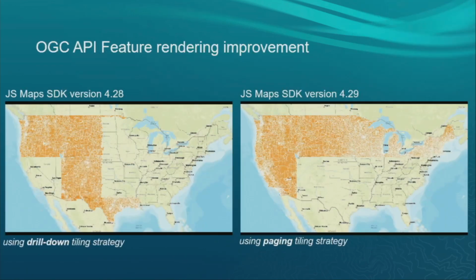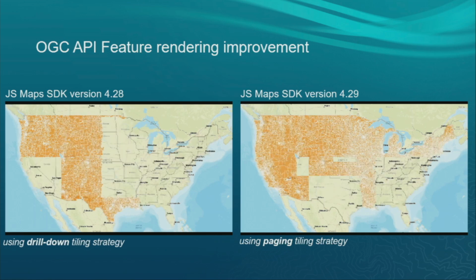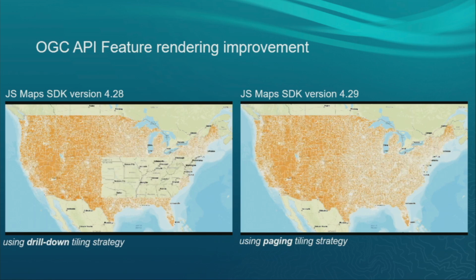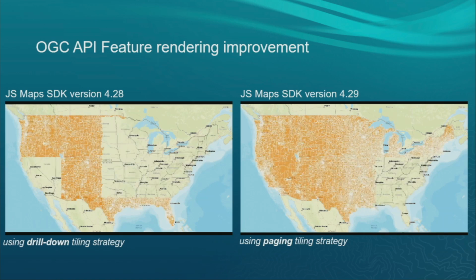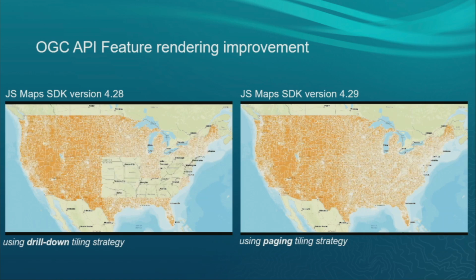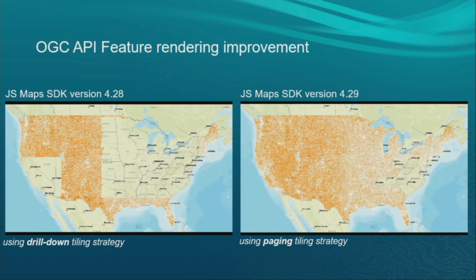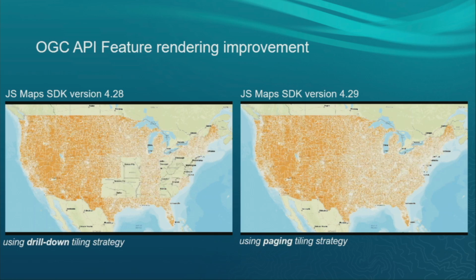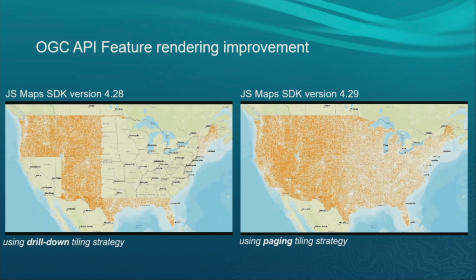And this is very important in the current release that was released about a week ago, 4.29, because we switched to a paging tiling strategy. This means that we take advantage of paging to request features faster, and we saw an overall performance increase over the previous versions. So this makes the paging limit, the MaxRecordCount, critical for efficient drawing.